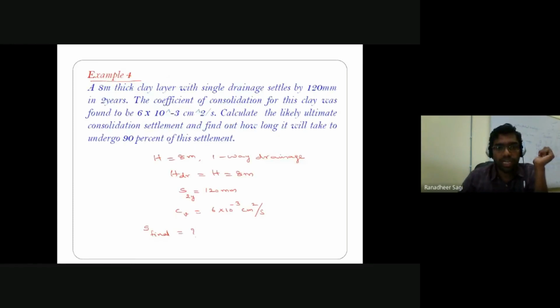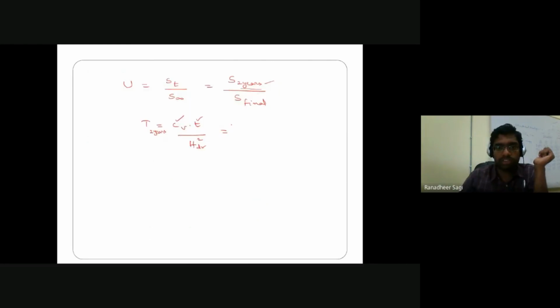Okay, Cv data, let me write down, 6 into 10 to the power of minus 3 centimeters square per second. 6 into 10 to the power of minus 3 centimeters square per second into time. Time is in years, so 2 into 365, because Cv is per second data what I have, so I am converting this time also into seconds. 2 into 365 days, 1 day 24 hours, 1 hour 60 minutes, 1 minute 60 seconds. This total divided by, yeah, HDR square.